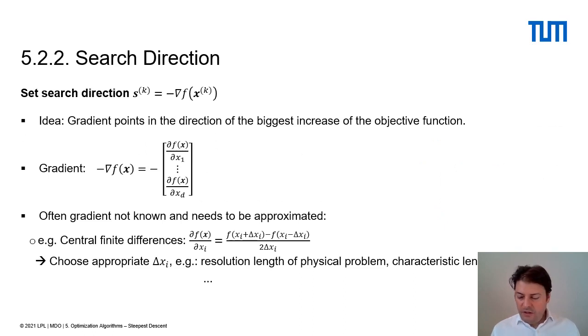The search direction is defined in the steepest descent algorithm as the gradient of f evaluated at your current candidate design xk. And the reason for that is that the gradient gives you the information where your objective function decreases or increases fastest. The definition of the gradient is shown here. It's just the vector of the partial derivatives of your objective function with respect to the design variables.